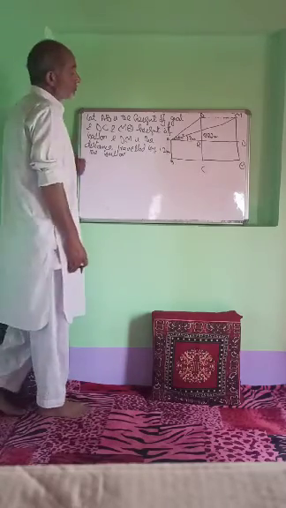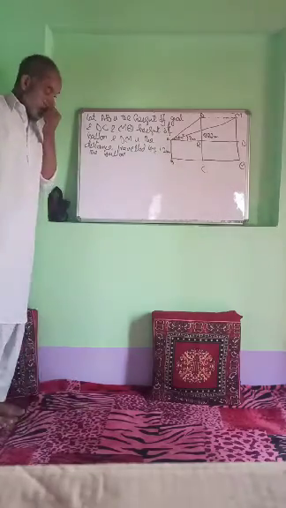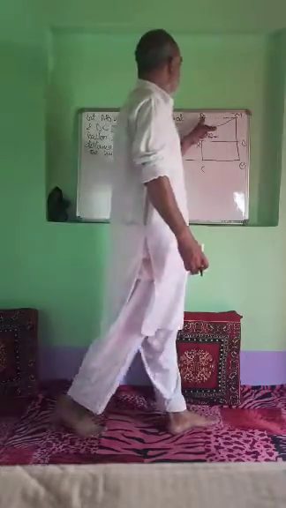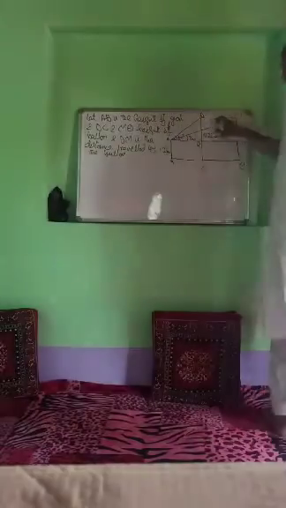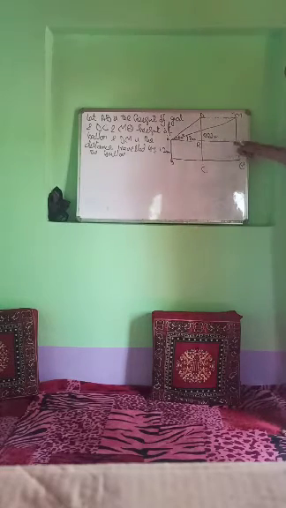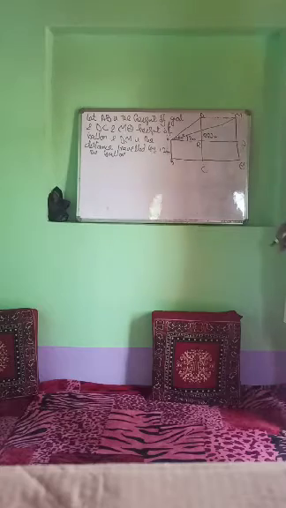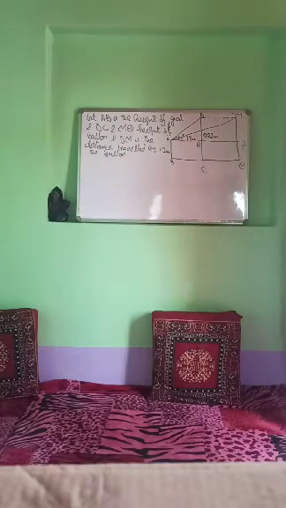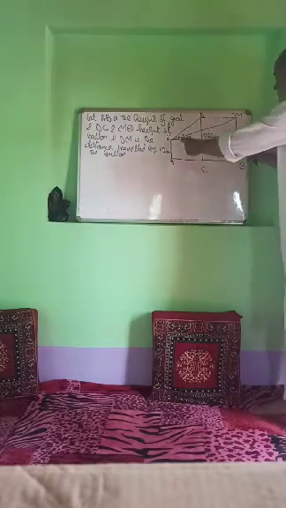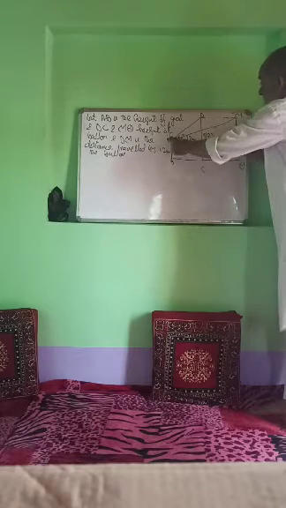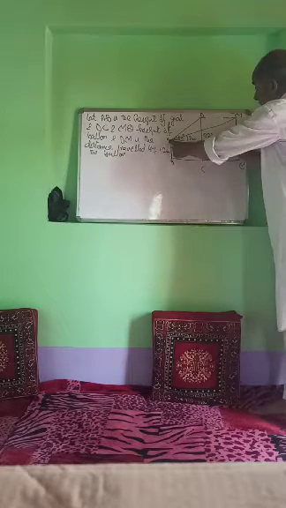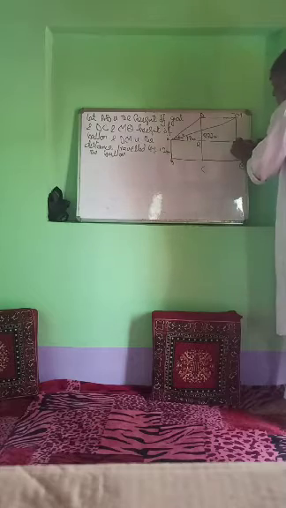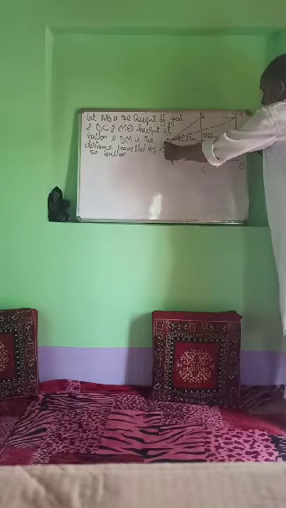Now, in this question, if we have to find DM, we can't find it directly. We have to find RP because RP and DM are equal. But how can we find this RP? First we will find AP, then we will find AR. After that we will subtract AR from AP. We will get the distance RP or DM.